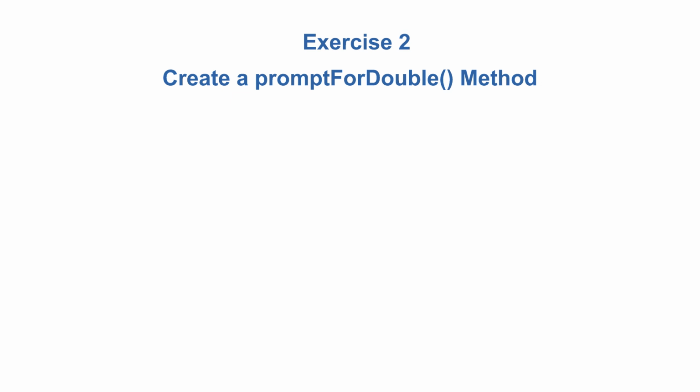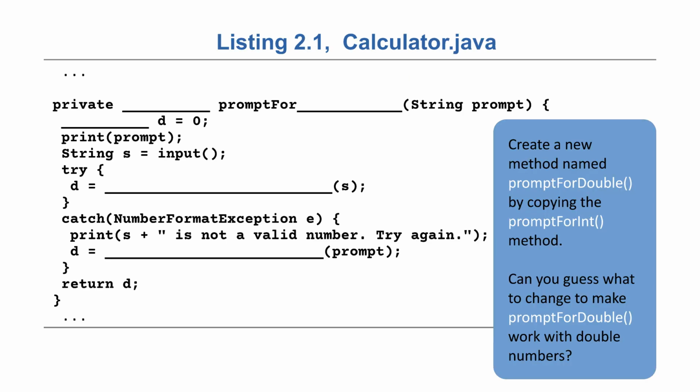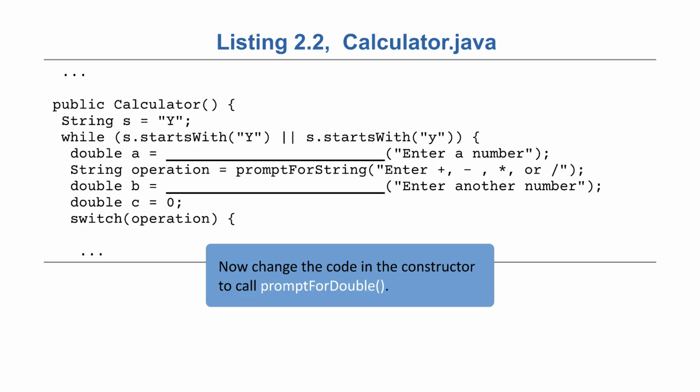Exercise 2. Create a prompt for double method. Create a new method named prompt for double by copying the prompt for int method. Can you guess what to change to make prompt for double work with double numbers? Hint, use double's parse double method. Next, change the code in the constructor to call prompt for double. Run it. Try to multiply 2.5 and 2. What happened? It should have printed 2.5 times 2.0 equals 5.0. Notice, all double values were printed with a 0.0 decimal value.